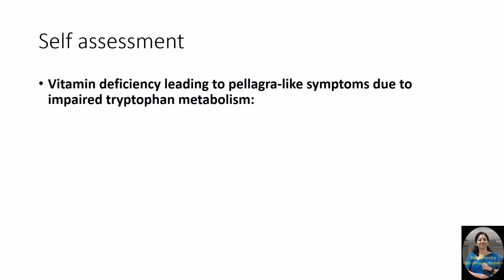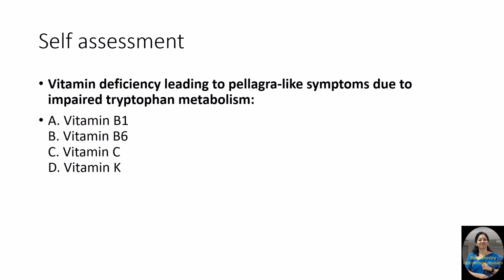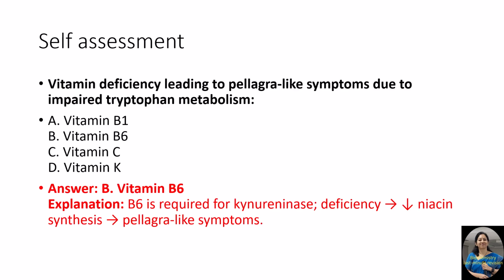Next question, vitamin deficiency leading to pellagra-like symptoms due to impaired tryptophan metabolism: vitamin B1, B6, C and K. The answer is vitamin B6, where PLP, pyridoxal phosphate, is the active form of pyridoxine, and this is required for the kynureninase enzyme. So deficiency of this enzyme also predisposes the patient to develop pellagra-like symptoms because of decreased formation of niacin.